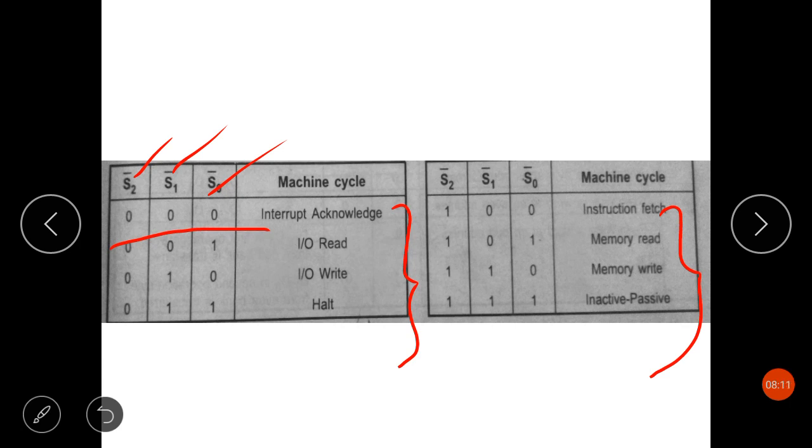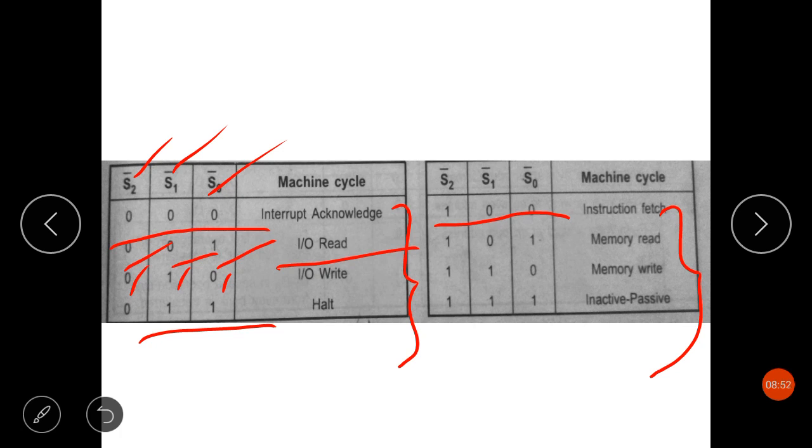If S0 bar is 1, S1 bar is 0, S2 bar is 0, it means the input output read bus cycle is taking place, meaning the microprocessor is accessing input output data for read purpose. If S2 bar is 0, S1 bar is 1 and S0 bar is 0, it means the input output write bus cycle is taking place, meaning the microprocessor is writing to the input output device. If the status is 0, 1, 1, the microprocessor is in halt state. If the status of S2 bar, S1 bar and S0 bar is 1, 0, 0, an instruction is being fetched.